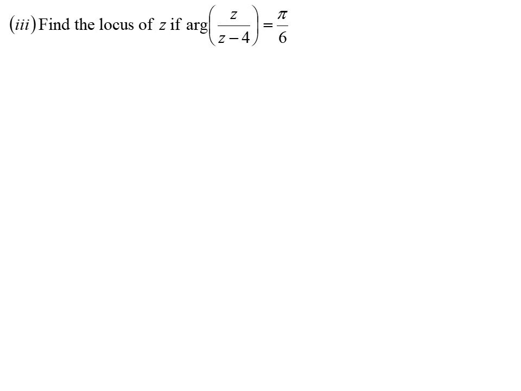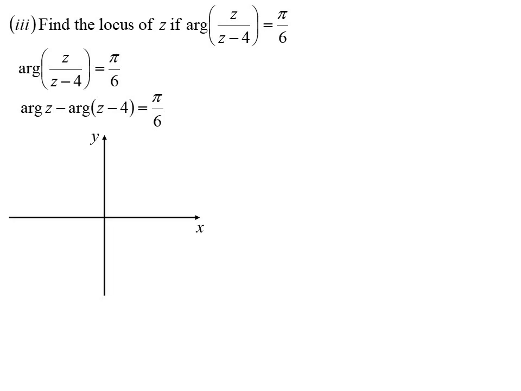Pi on 6. I know this is going to be the arc of a circle. Where does it come from? Again, same as I just did with that last one. Argument of z minus the argument of z minus 4. The difference in the arguments is pi on 6. So now we're not talking about a straight line, because it's not 0 or pi. Now we're talking about this arc of a circle.